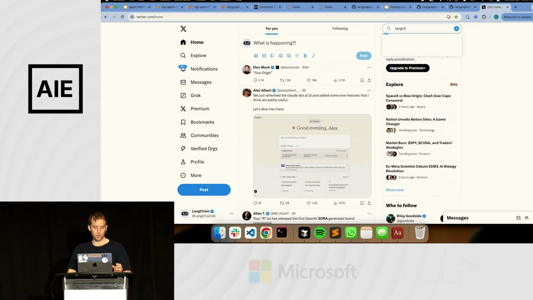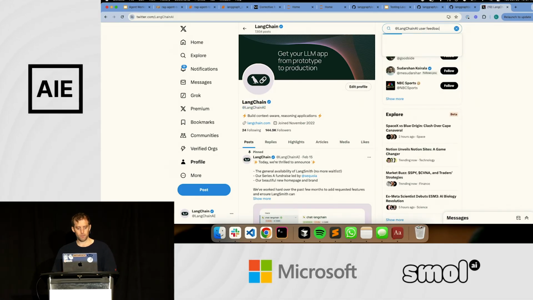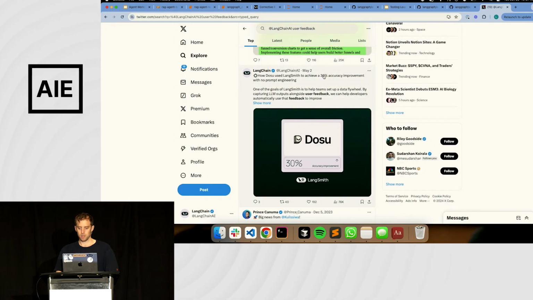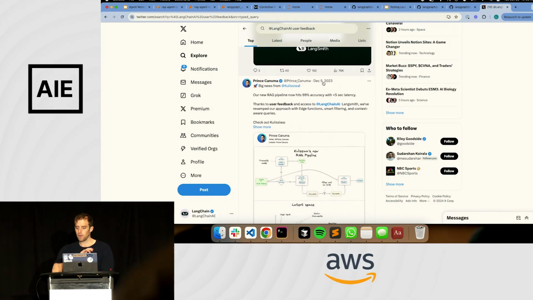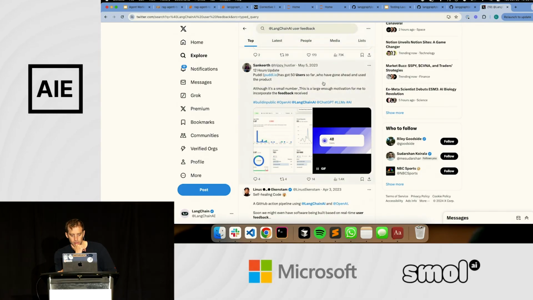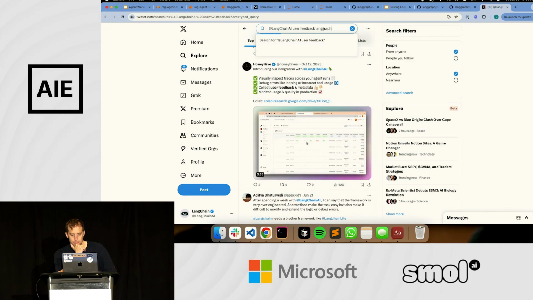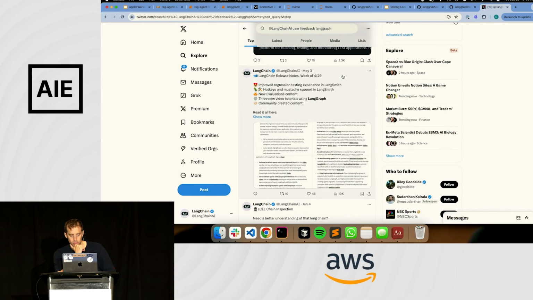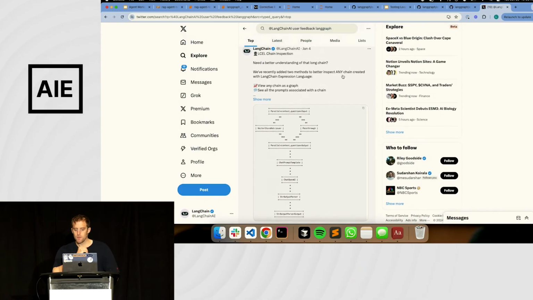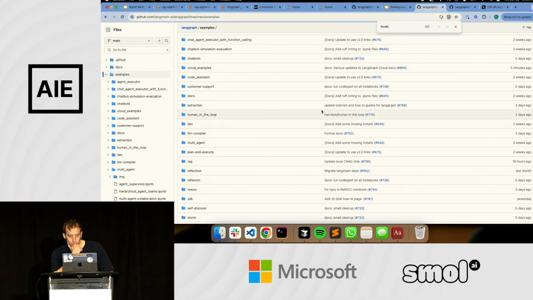I know we have some user feedback examples in LangGraph, but I will need to find them. We probably tweeted about it at some point. I haven't actually done anything with user feedback, though. Maybe I might have to get back to you on that. I thought we had some nice examples with LangGraph. Yeah, I'll have to get back to you on that one.